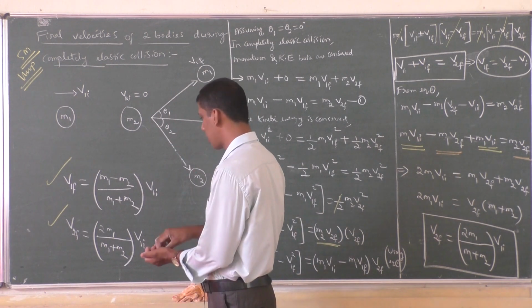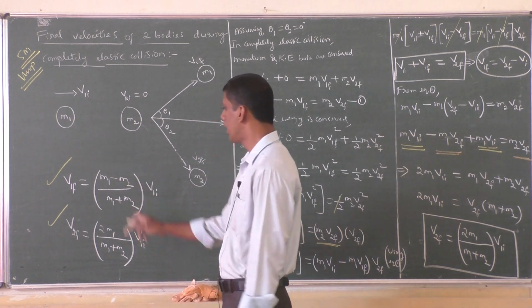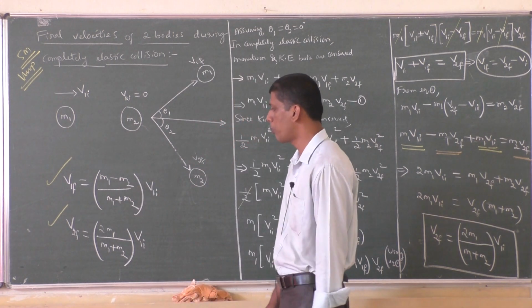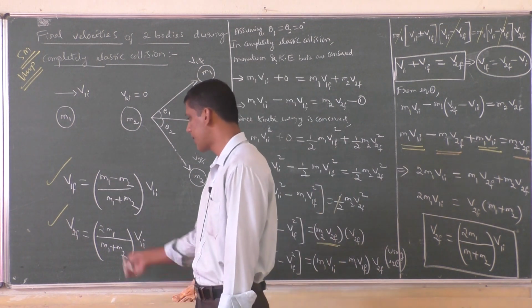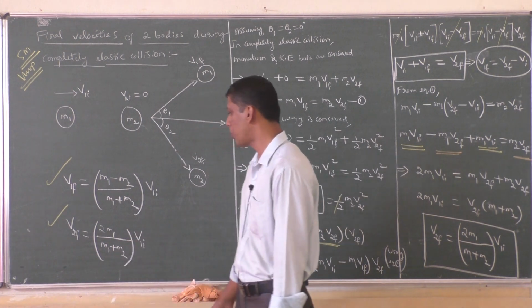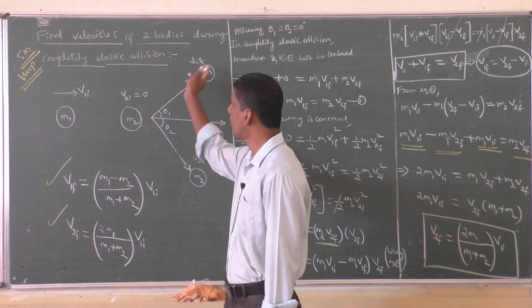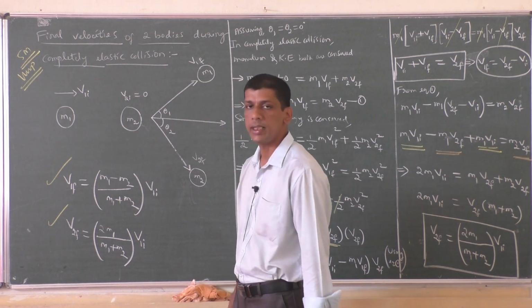Final velocity of both the bodies, that is given by the formula, one formula v1f, that should be equal to m1 minus m2 by m1 plus m2 into v1i, and second equation v2f, that is given by the formula 2m1 divided by m1 plus m2 into v1i. So this is a final velocity of two bodies in case of a completely elastic collision.